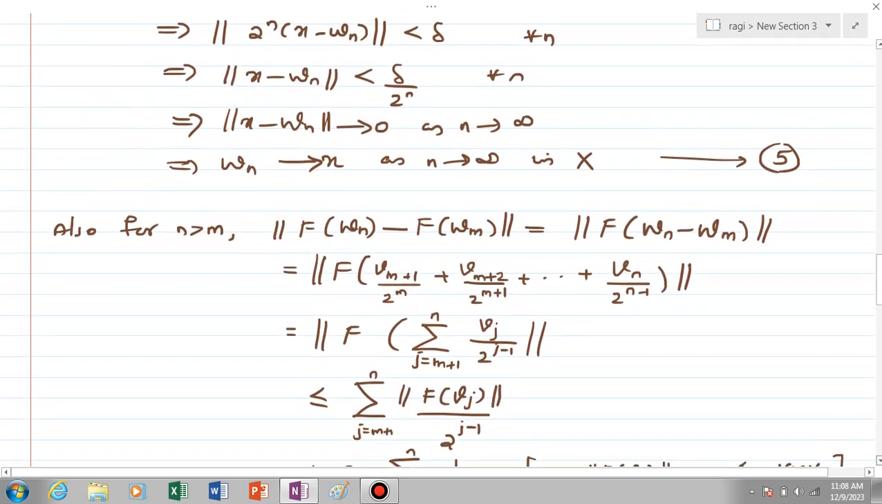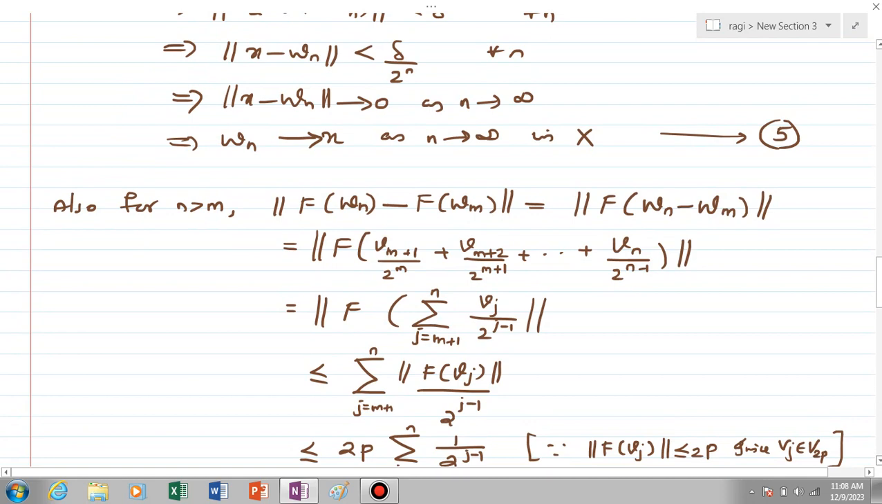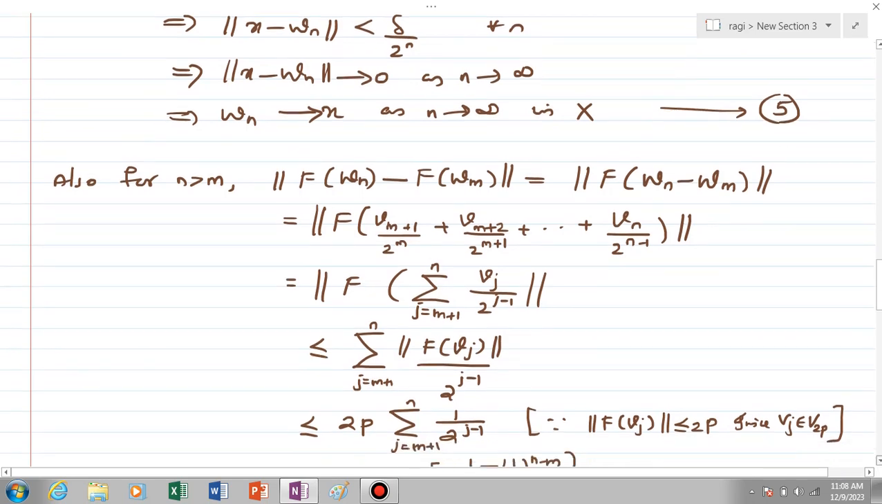Also, for n greater than m, if we check norm of F of Wn minus F of Wm, we get that it is equal to norm of capital F of summation j equal to m plus 1 to n Vj by 2 raised to j minus 1. That is less than or equal to summation j equal to m plus 1 to n norm of F of Vj divided by 2 raised to j minus 1. We know that Vn is a sequence from V to p, and so norm of F of Vj is less than or equal to 2p, and from this we get that this quantity is less than or equal to 2p into summation j equal to m plus 1 to n 1 by 2 raised to j.